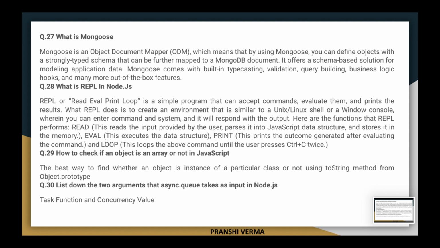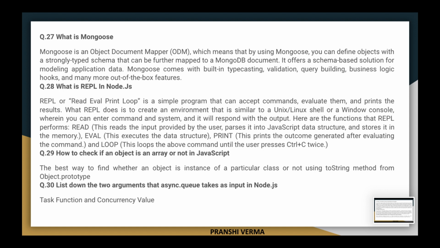The instanceof operator checks whether an object is an instance of a particular class. Since arrays are instances of the Array class, we can use the instanceof operator to check if an object is an array or not. Both of these methods are reliable and commonly used in JavaScript to check if an object is an array or not. Alright. Next question is list down the two arguments that async queue takes as input in Node.js.